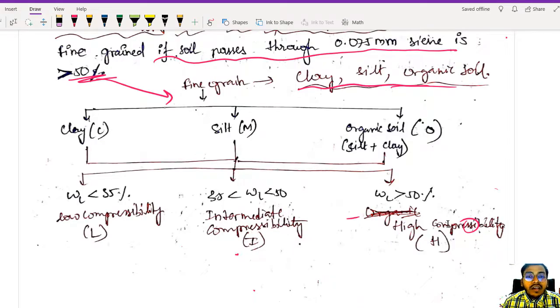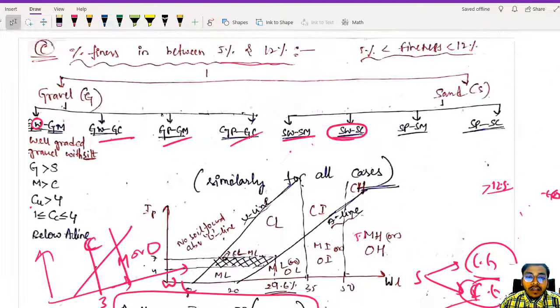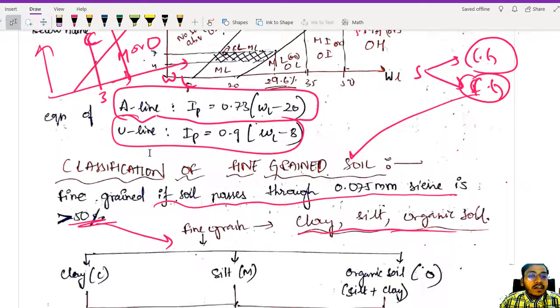Perfect. Now let us see some problems. You will be more perfect. Whatever doubts you had will all be cleared in these problems.